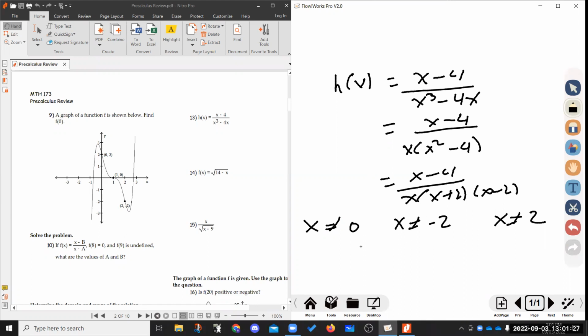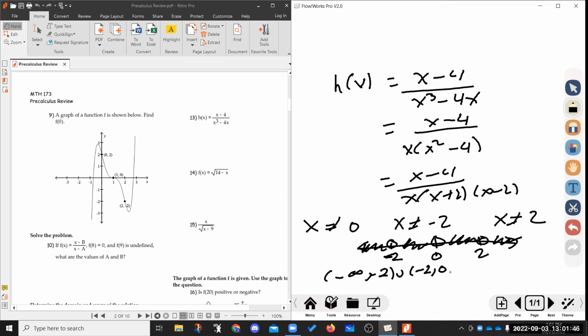So my domain is going to exclude those numbers from the number line. There's 0. There's -2 and there's 2. I'm not going to show this all the time either. I'm just reviewing how we used a number line last time to find the domain like this. So this is -infinity to -2, union -2 to 0, union 0 to 2, union 2 to infinity.